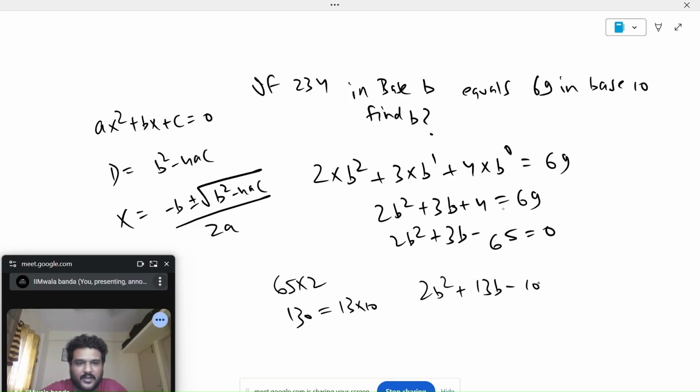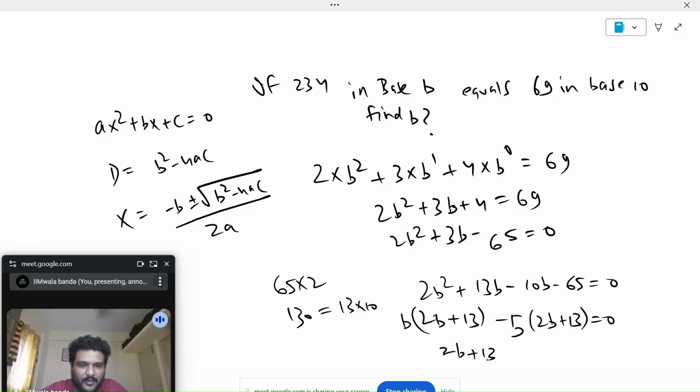13b minus 10b minus 65, or take b common, 2b plus 13, take 5 common, 2b plus 13. So it is 2b plus 13 common and b minus 5. So b can be either minus 13 by 2, not possible. Base has to be an integer. So b is 5. So that's your answer.